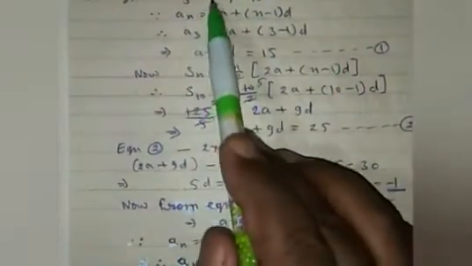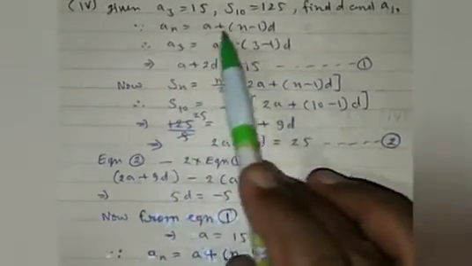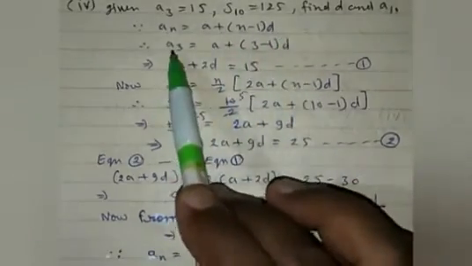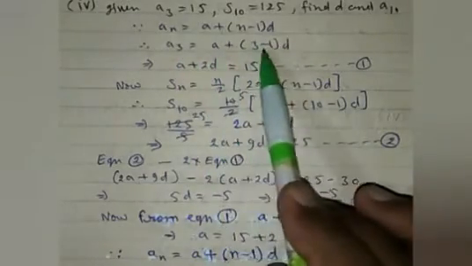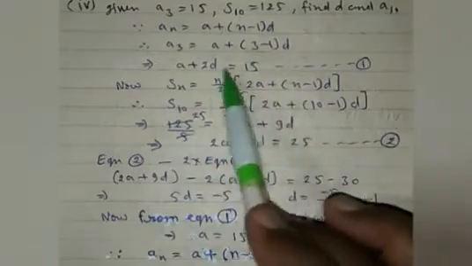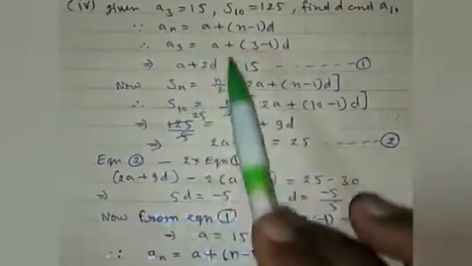Now in fourth part, given a3 equal to 15, S10 equal to 125, find d and a10. So here also using formula an equal to a plus n minus 1 into d. So here a3 is equal to a plus 3 minus 1 into d. So here a plus 3 minus 1 means 2. a plus 2d equal to, a3 is given 15. So a plus 2d equal to 15. It is equation number 1.